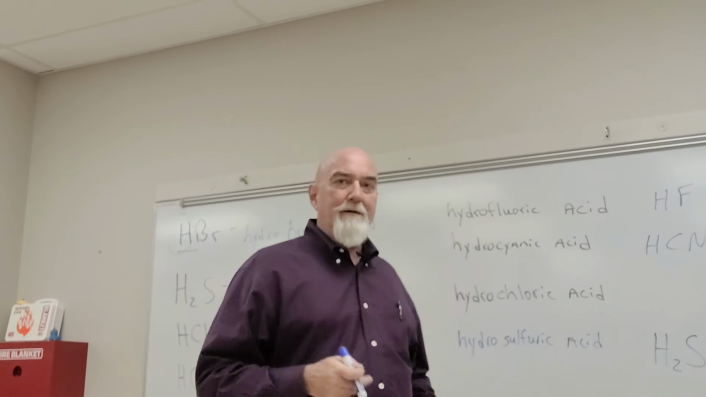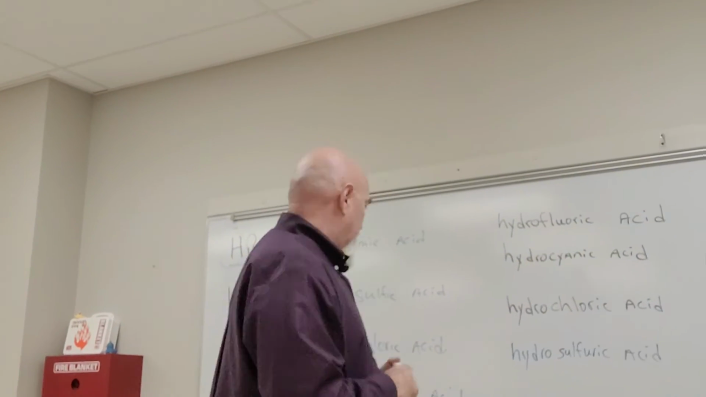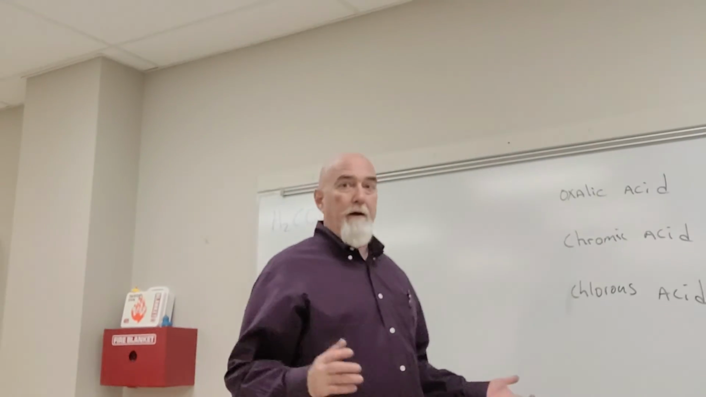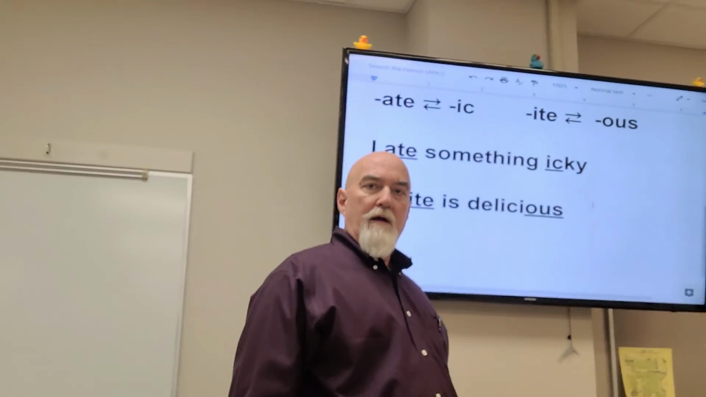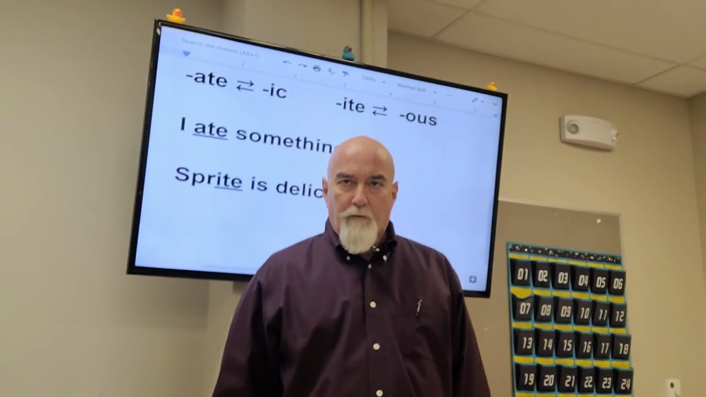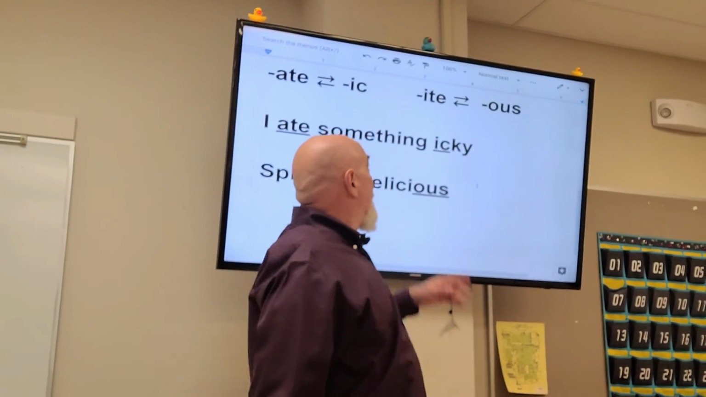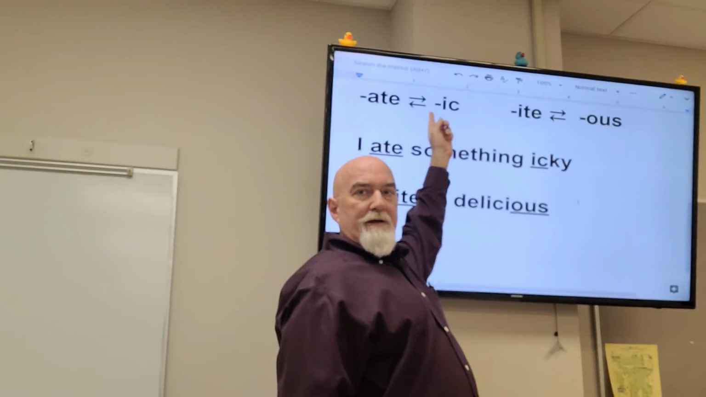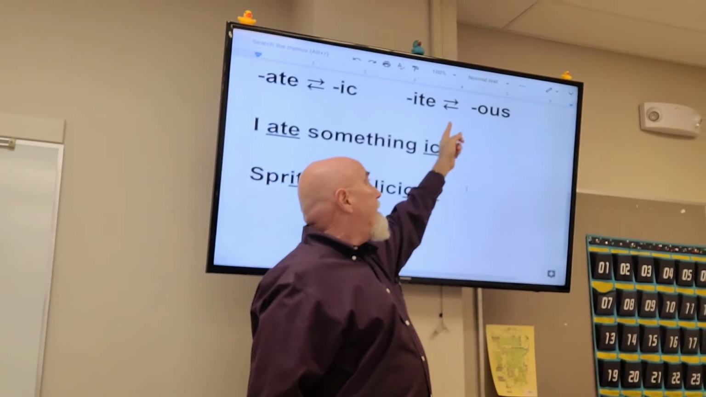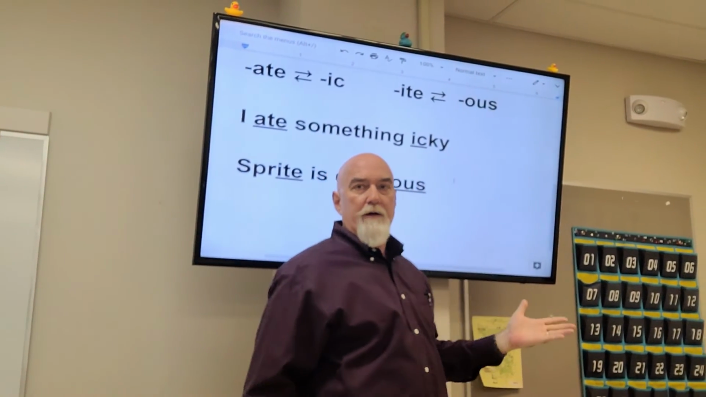Okay, we're going to flip around and look at our other 2 naming rules. Give me a moment to get rid of it. Okay, we've got that switched over. Now we're going to look at our other 2 endings to see what happens for our ITE and ATE anions when they are teamed with hydrogen to form an acid. So the ATEs simply interchange with IC. ATE and IC interchange. ITE interchanges with OUS. And we'll look at how that works.